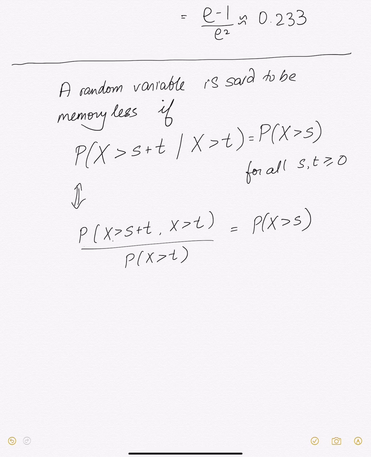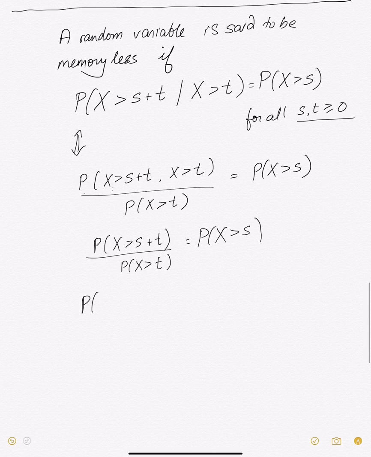What is the probability that x is bigger than s plus t intersect that x is bigger than t? You want the intersection of these. Well, obviously over here s plus t is bigger than or equal to t because s and t are both non-negative. So the numerator is the same as the probability of x bigger than s plus t. Denominator stays, and that is the probability x bigger than s.